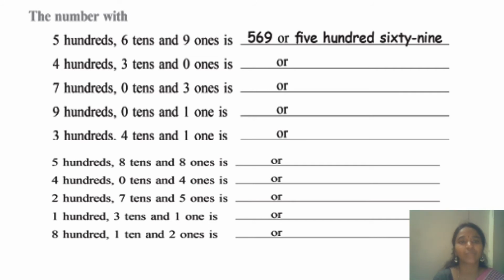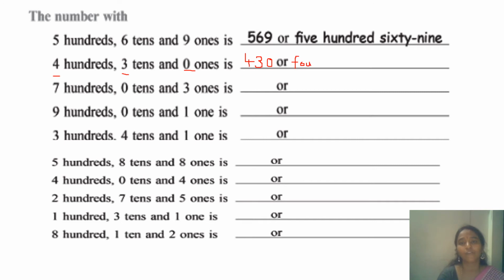Okay. Now here 400. How many hundreds? 4, right? 4. 3 tens. How many? 3 tens. So 3. And how many ones? 0. So here 0. So how should you read this? 430. What is the number name for this? 430, right? So you have to write here 4, F-O-U-R.